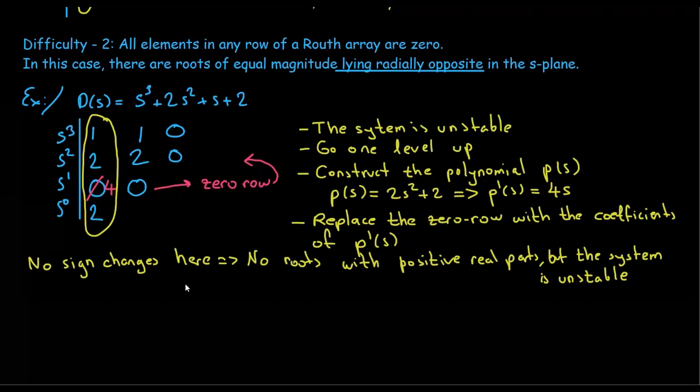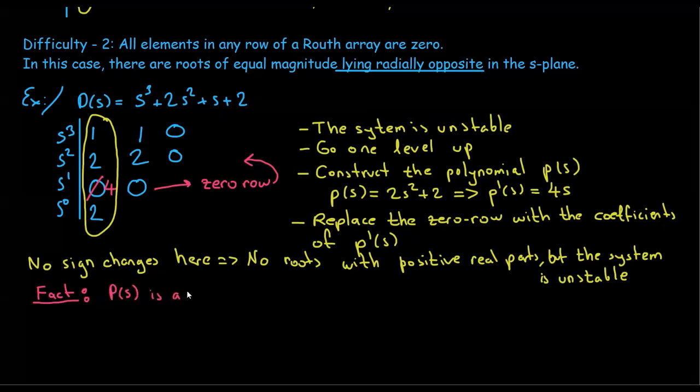So I will write here one more fact. This polynomial P of s, sometimes called the auxiliary polynomial, is a factor of D of s. So let me write it down: P of s is a factor of D of s.